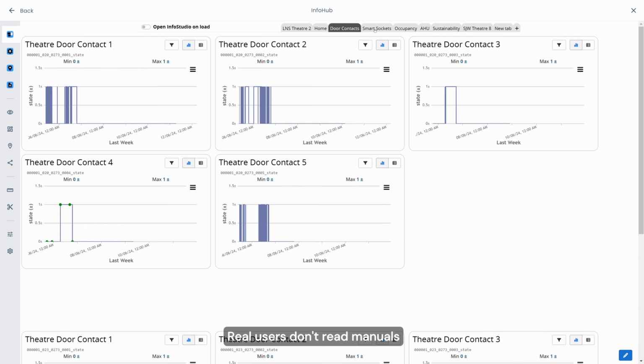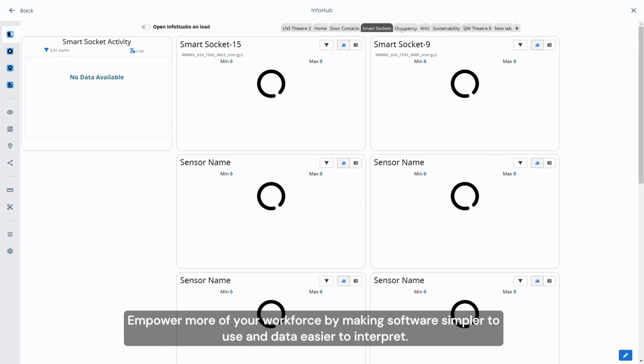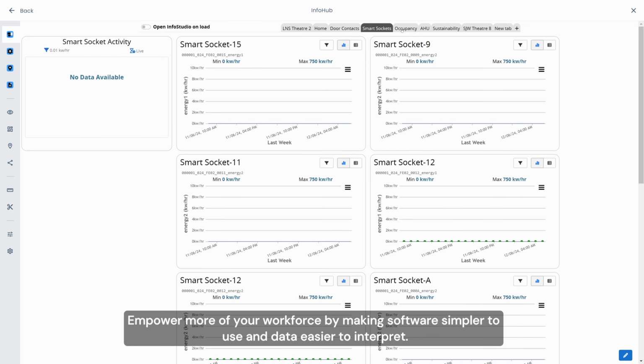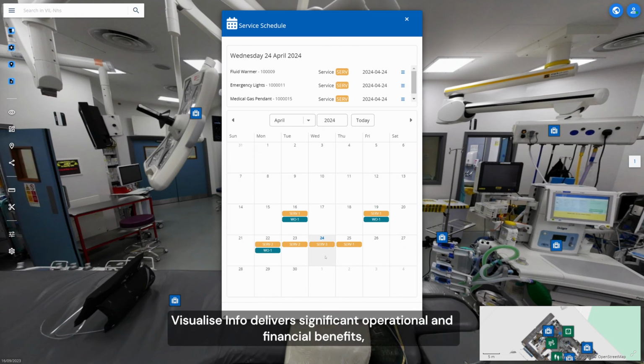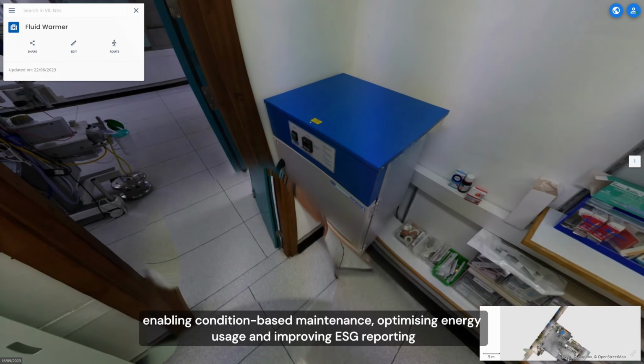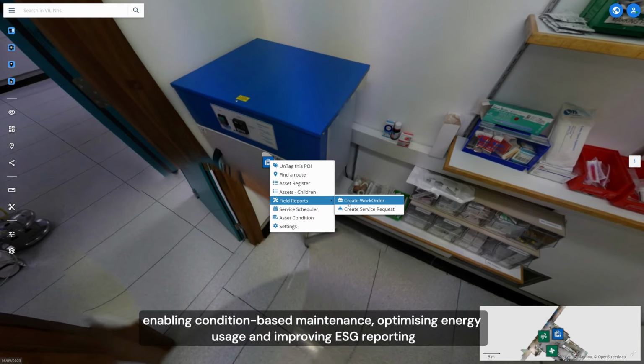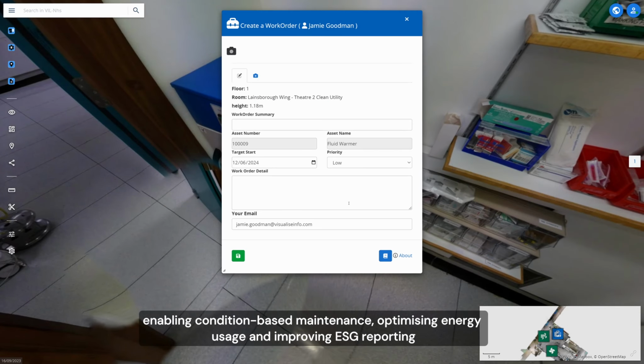Real users don't read manuals. Empower more of your workforce by making software simpler to use and data easier to interpret. Visualise Info delivers significant operational and financial benefits, enabling condition-based maintenance, optimizing energy usage, and improving ESG reporting.